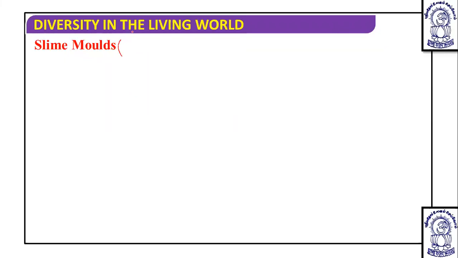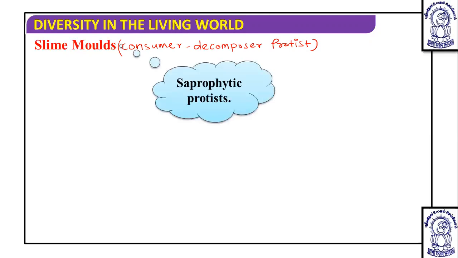When we talk about slime molds, they are known as consumer decomposer protist. Now, if we talk about this slime mold, they are saprophytic protist as well. Why are they saprophytic protist? Because they mainly carry out nutrition by the saprophytic mechanism.